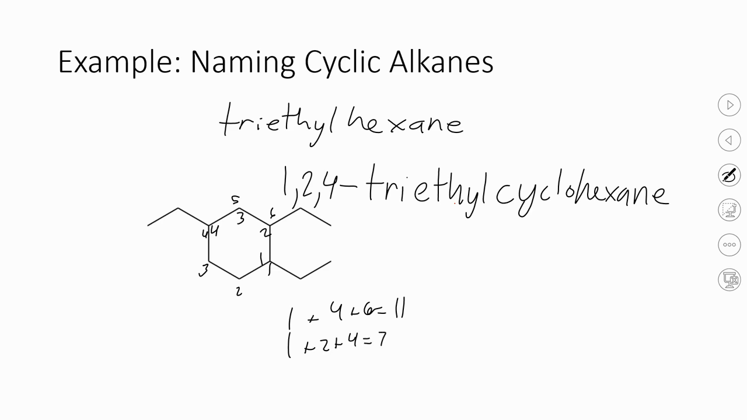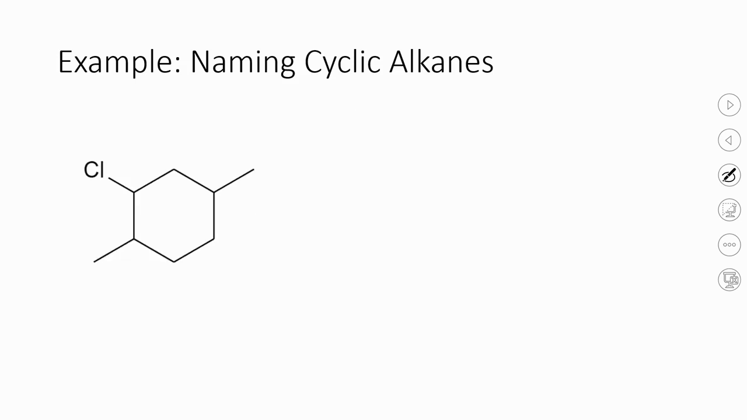We could also try to number it this way. 1 plus 1, 2, 3, 4. 1 plus 3 plus 4. That gives us 8. So that's one way to check. So we have numbered it the best way. We have the smallest number in the front. Okay, questions on this one? You see that? Okay, let's try another one.